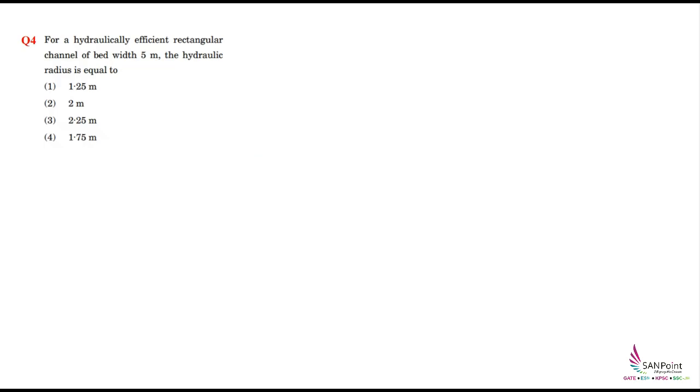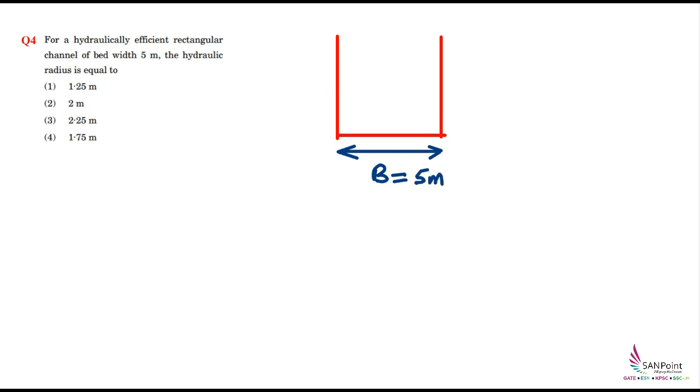Now the last problem which came from open channel. The earlier three problems were from fluid mechanics, but this last problem is from the open channel. Now here it is given that we have a hydraulically efficient rectangular channel bed with the width of 5 meter. So here I am drawing the rectangular channel whose width is given as 5 meter. So this value is 5 meter. So the value of B is 5 meter.